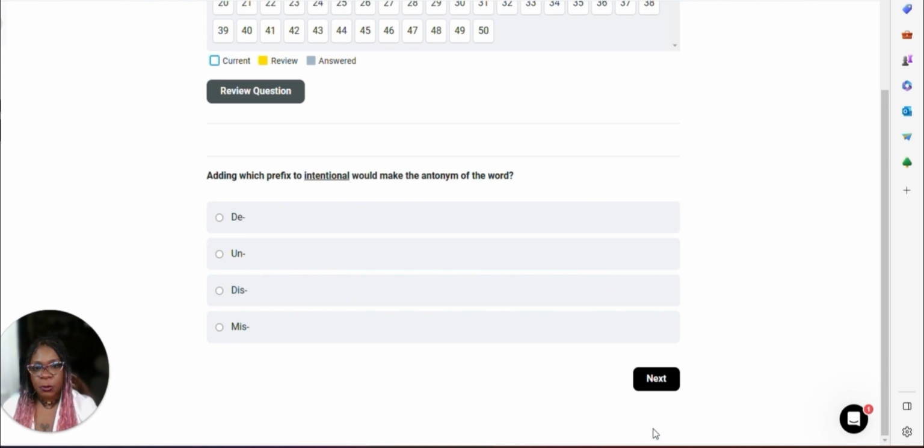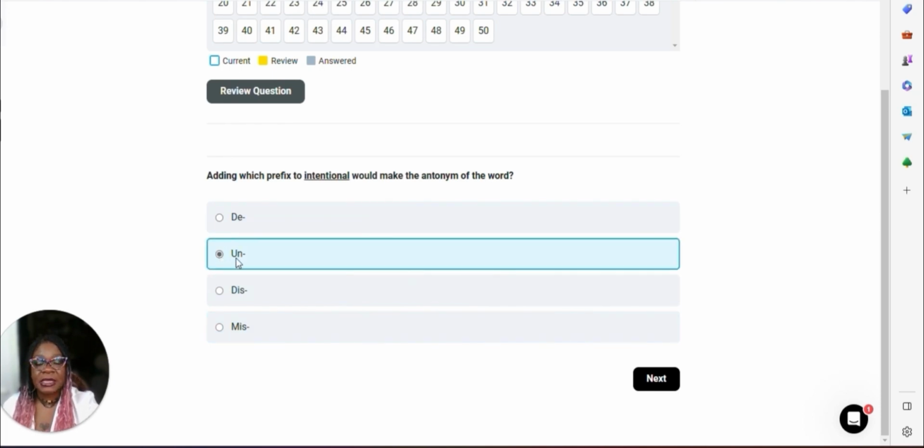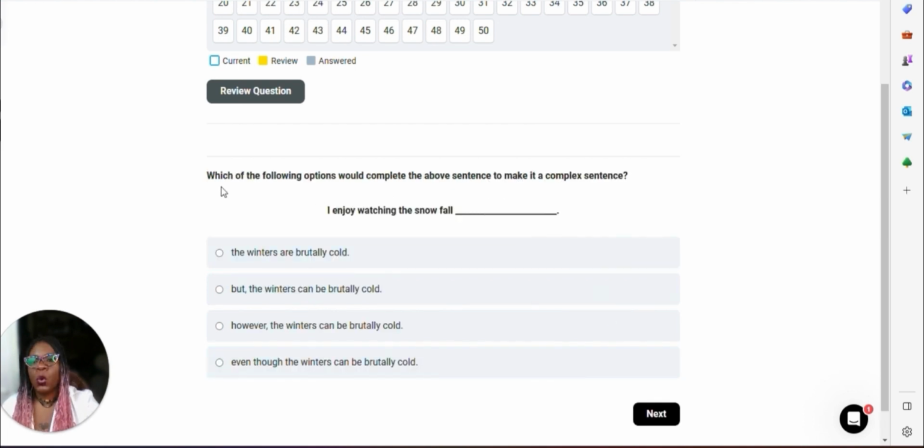Question number 13. Adding which prefix to intentional would make the antonym of the word? Is it D, un, dis, or miss? The answer for this one is going to be un, the prefix un. Adding the prefix un would make the word unintentional, which is the antonym for the word intentional.